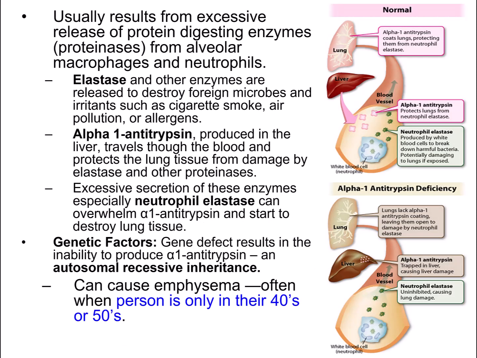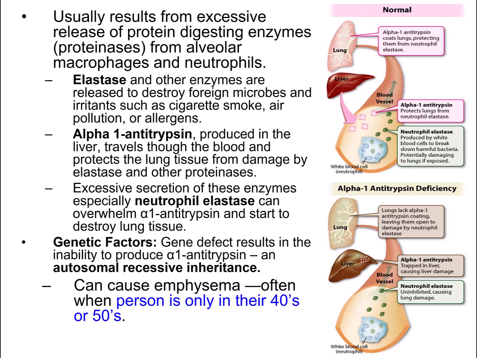When you look at the destruction of the walls, what exactly is causing this? This results from excessive release of protein digestive enzymes, and these come from alveolar macrophages, remember those dust cells in the alveoli, as well as neutrophils. Neutrophils and macrophages help to protect the lungs against things such as pollution and irritants such as cigarette smoke that come into the lungs. These macrophages and neutrophils release enzymes, and they can also phagocytose these substances to destroy them, especially bacteria when you have infections in the lungs.